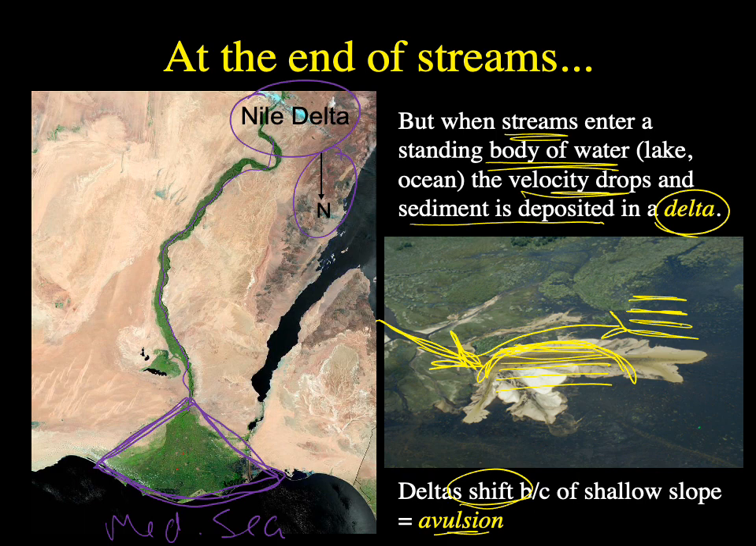The Mississippi River Delta has avulsed many, many times in the last couple tens of thousands of years. And we can actually see where it used to move, where it used to drop off sediment, and where it is now are very different.